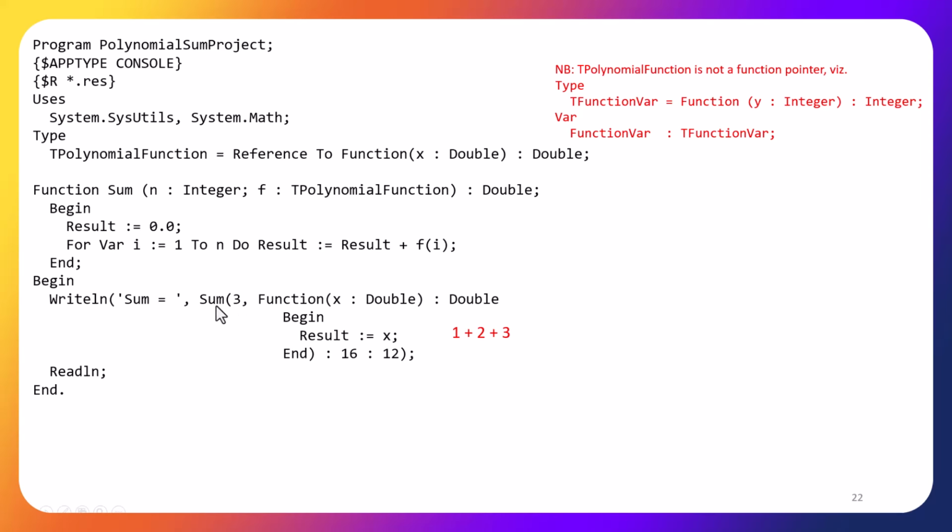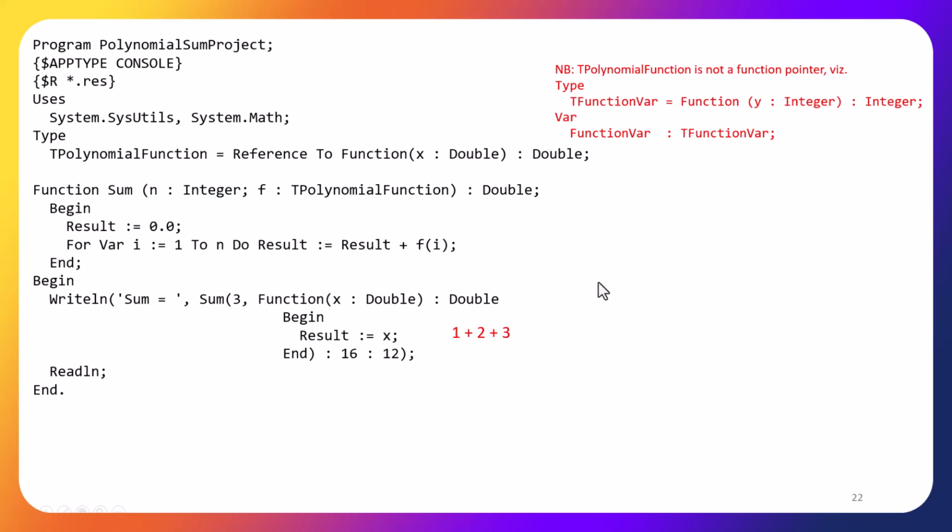So what does sum do? Well, sum initializes its own result to 0.0, and then it iterates. So what it does, it will call this anonymous function first of all with 1, so 1 is returned, and then it will be added to the result, which is 0, which is 1, and then this will iterate round, and we'll end up with the sum 1, 2, 1, 2, 3.